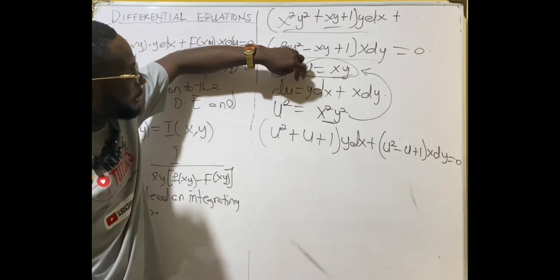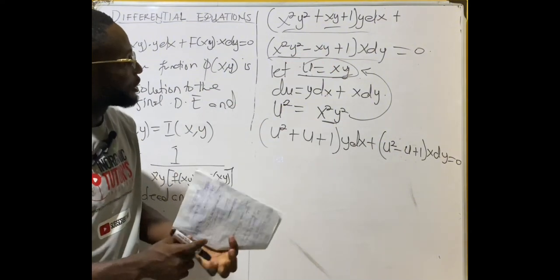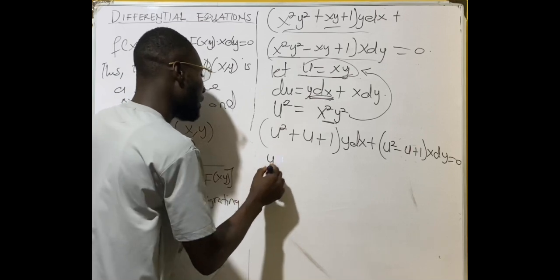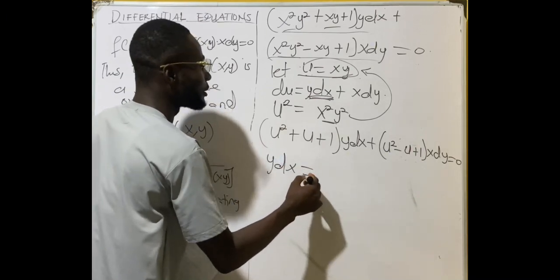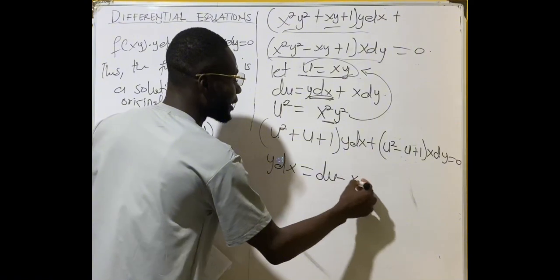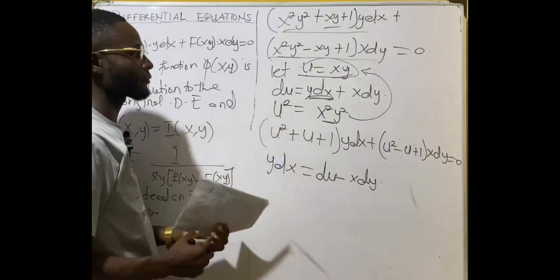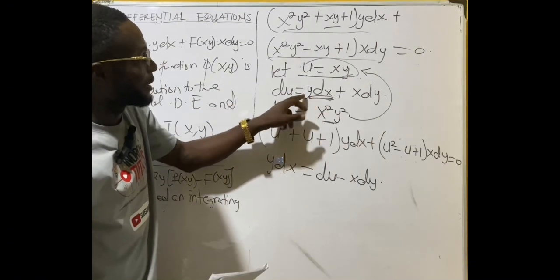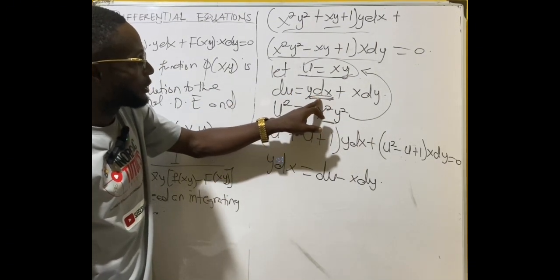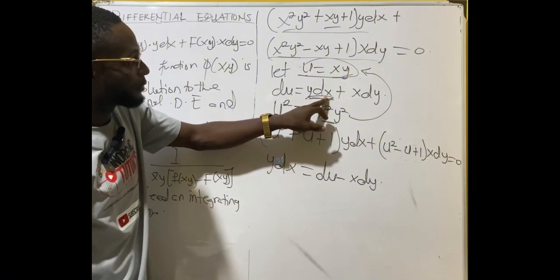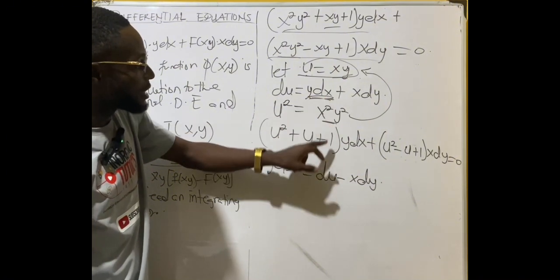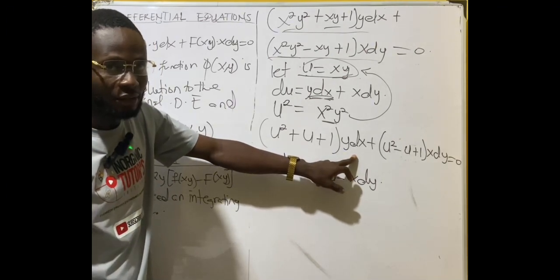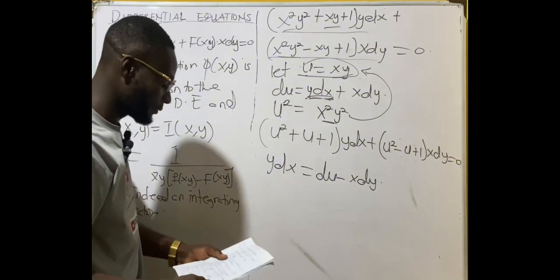Change of subject and make some notations a subject, right? So here we can say that y dx should be equal to what? du minus x dy, right? We can say that du minus x dy should be equal to what? y dx, right? So if that is true, then we can do that substitution in here. Are we okay with that?